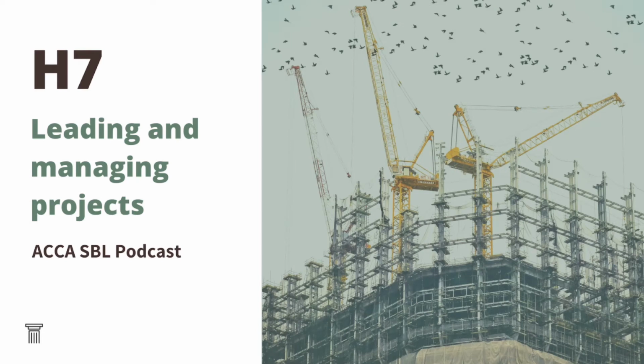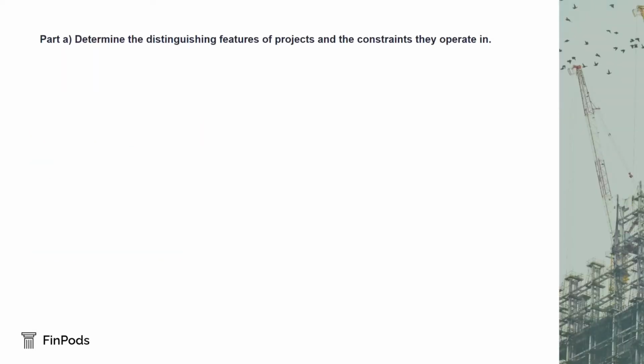Leading and managing projects. Part A. Determine the distinguishing features of projects and the constraints they operate in. A project is an undertaking that has a beginning and an end, and is carried out to meet established goals within cost, schedule and quality objectives.